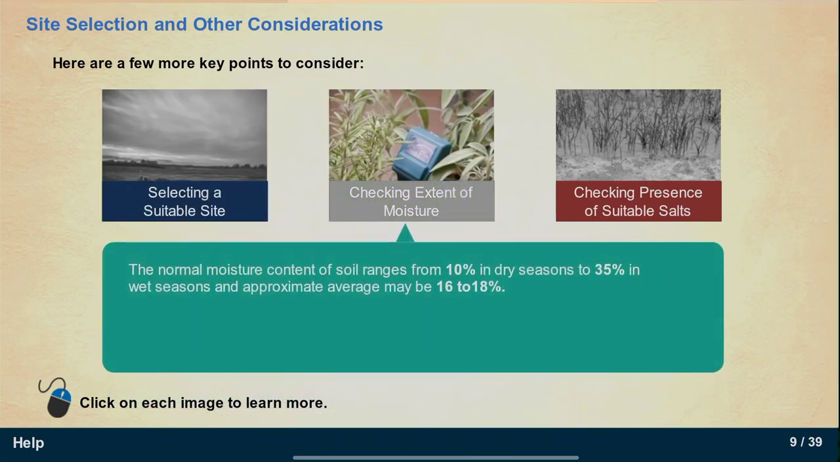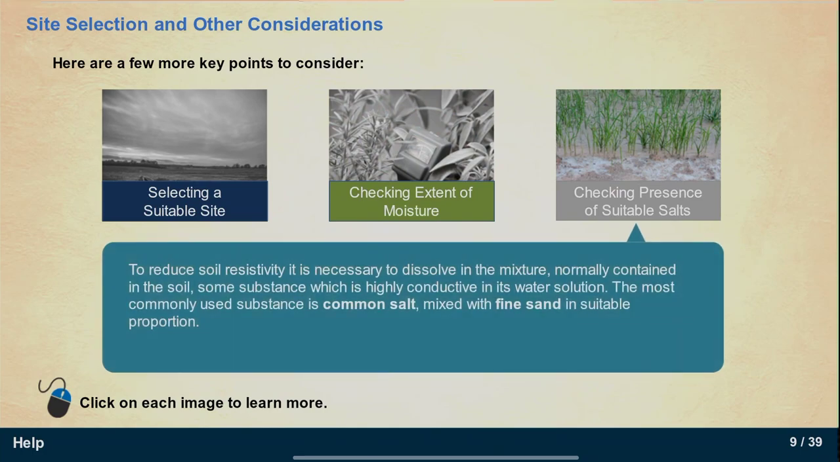The normal moisture content of soil ranges from 10% in dry seasons to 35% in wet seasons, and approximate average may be 16 to 18%. To reduce soil resistivity, it is necessary to dissolve in the mixture normally contained in the soil some substance which is highly conductive in its water solution. The most commonly used substance is common salt, mixed with fine sand in suitable proportion.